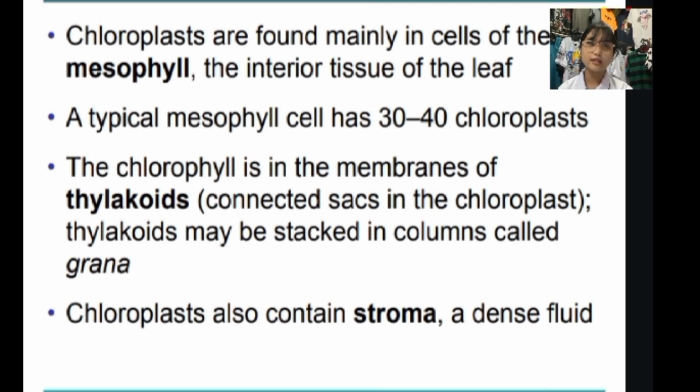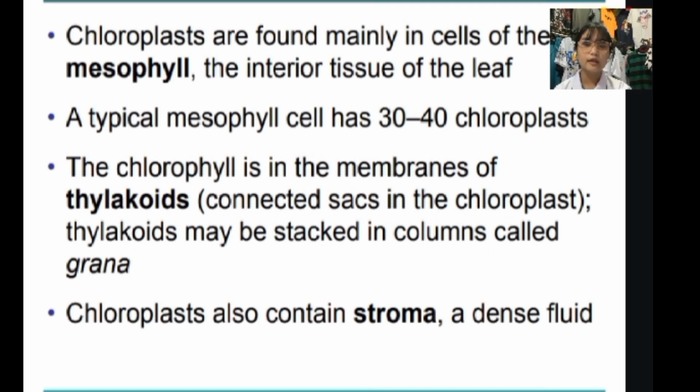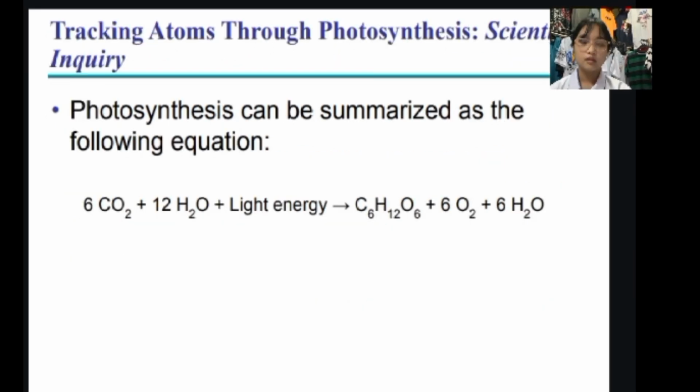So the third bulletin says that the chlorophyll is in the membranes of thylakoids. So thylakoids are the connected sacs inside of chloroplasts, and thylakoids can be stacked in columns which are called grana. In the last bulletin, it says here that chloroplasts also contain this dense fluid called stroma, which is outside of thylakoids. So for my next lesson, tracking atoms through photosynthesis scientific inquiry.